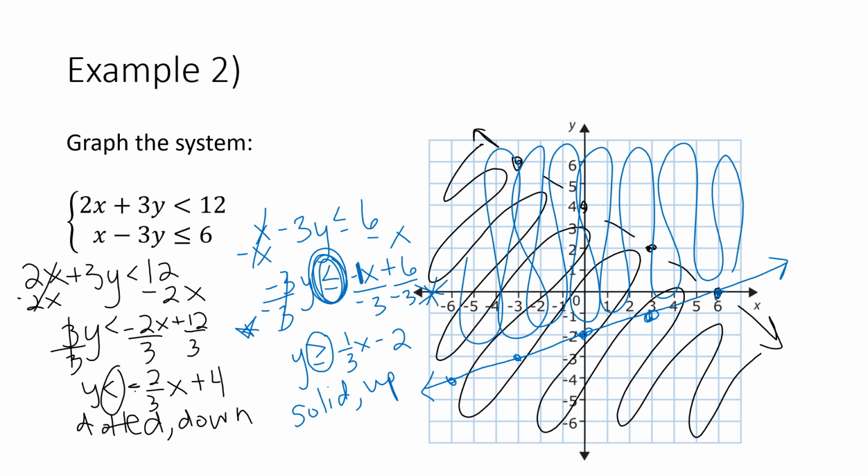So you can see here as we're shading this, the part where the black shaded area overlaps with the blue shaded area, that is our solution region. And any point in that section is a solution to our system.